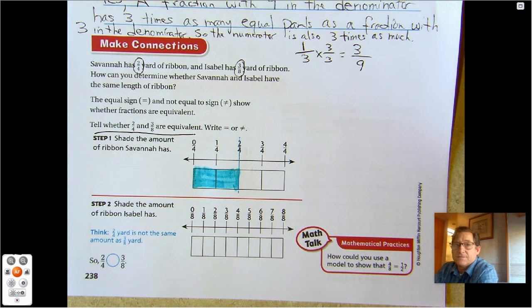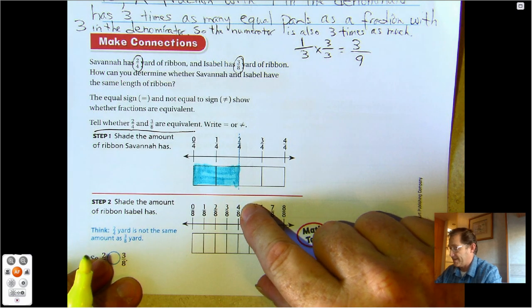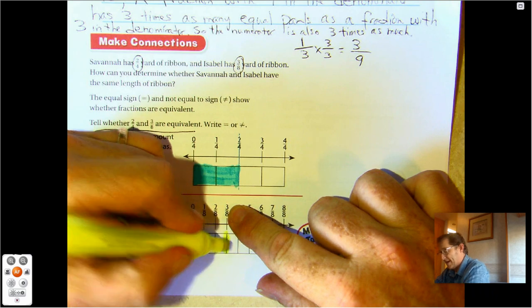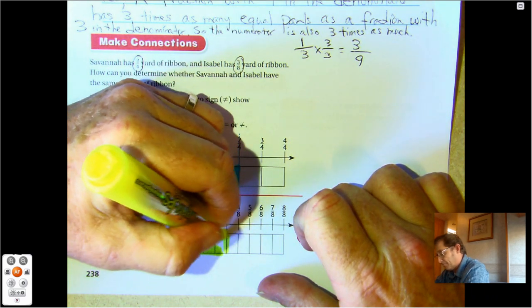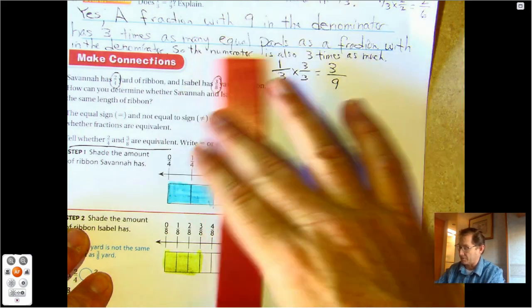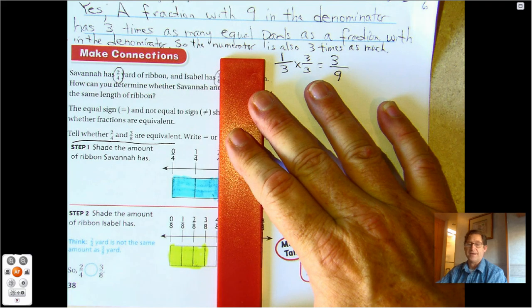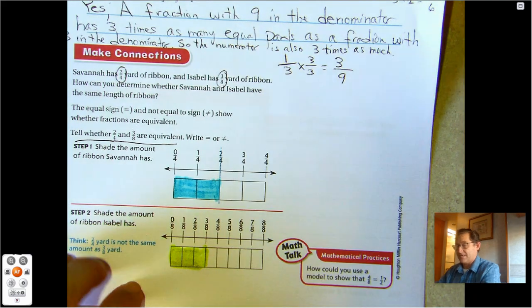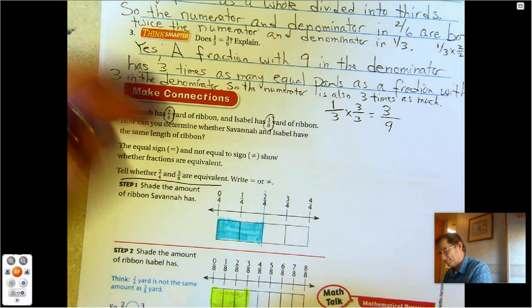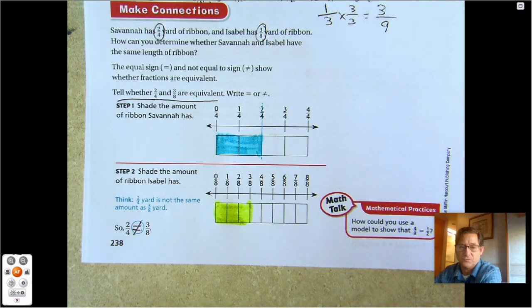So to go from fourths to eighths, you'd have twice as many equal parts. So that's why we have 8 pieces, and 4/8 would be here, but it's actually 3/8. So if we just compare the two models, you see that they're not equivalent. So they are not equal to each other. So 2/4 does not equal 3/8.